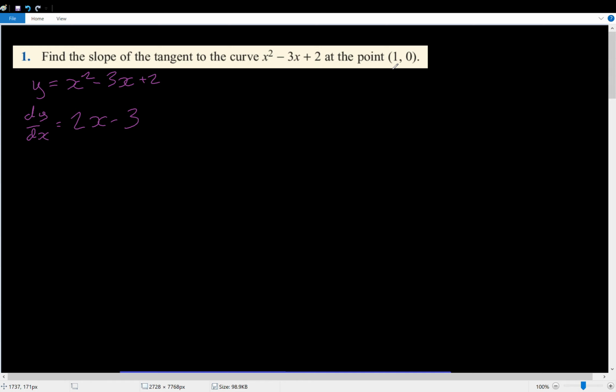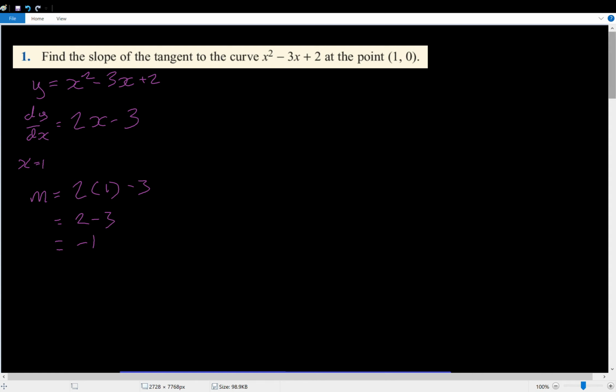Since we know that it's at the point 1, 0, we know that x is equal to 1 in this case, because that's the x value from our point. So from that it means that our slope m is going to be equal to 2 times 1 minus 3, which is going to be 2 minus 3, which is equal to minus 1. So the slope of the tangent to the curve y at the point 1, 0 is going to be minus 1.